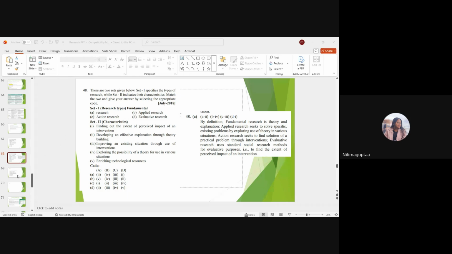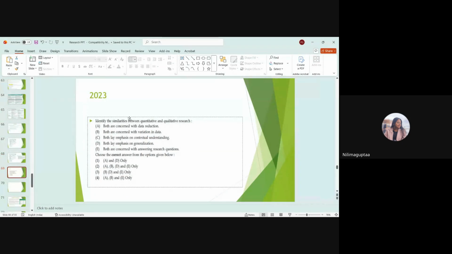Now there is one more question. Okay, this is again from 2023. Identify the similarities between quantitative and qualitative research. Something that is similar in both of them. Both are concerned with data reduction. Both are concerned with variation in data. Both lay emphasis on contextual understanding. Both lay emphasis on generalization. Both are concerned with answering research questions.